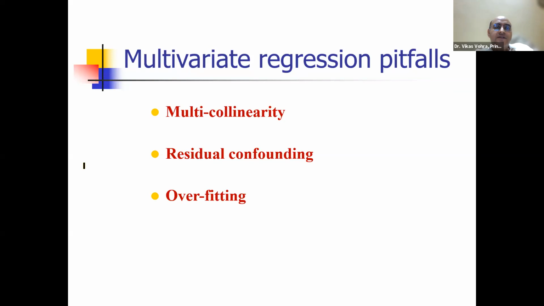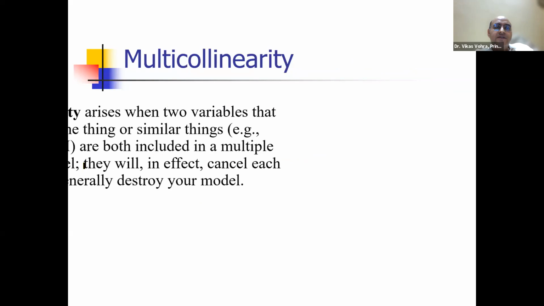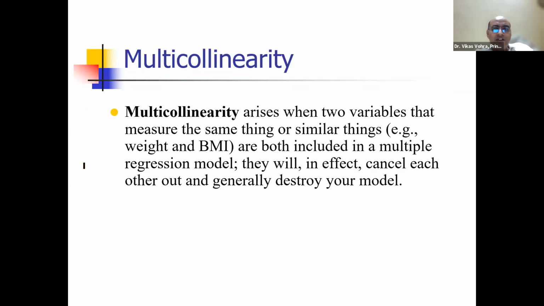So let us see these three things one by one. Multicollinearity arises when there are more than two variables and they measure the same thing. That means the outcome depends on them and they are measuring the same thing. An example is if we use two predictors, the weight of an individual and body mass index, and both are included in a multiple regression model, then they will in fact cancel each other out and generally destroy your model.